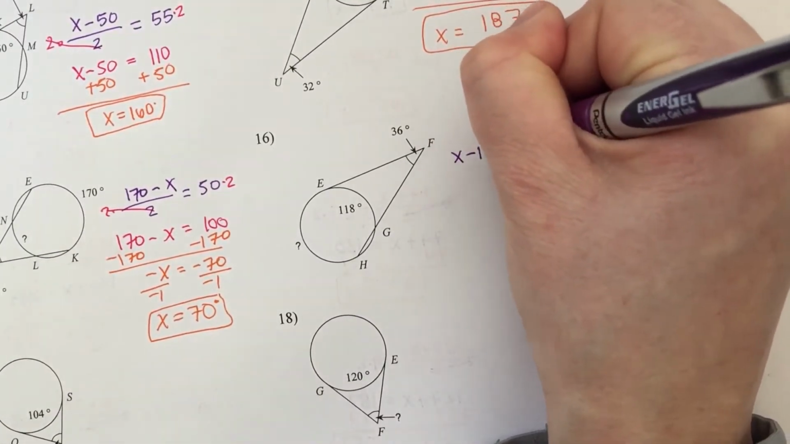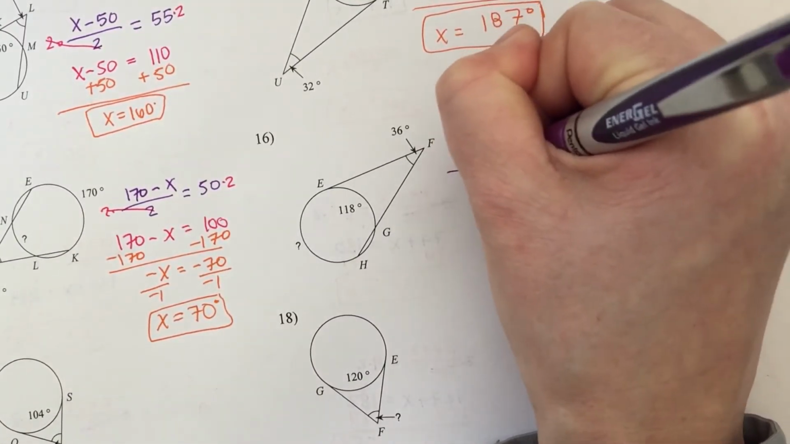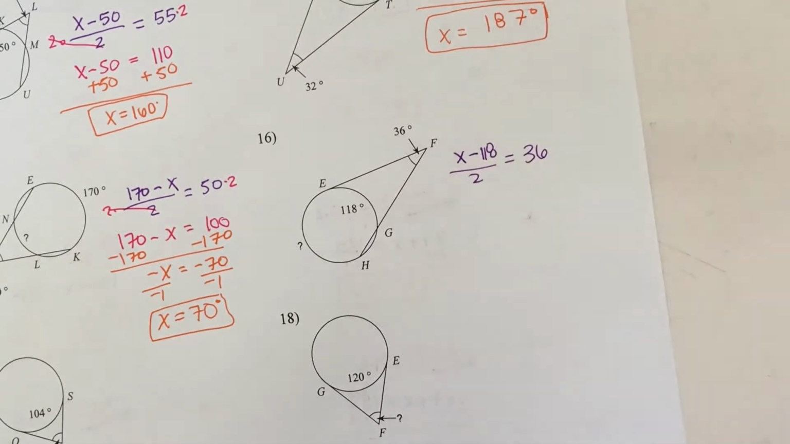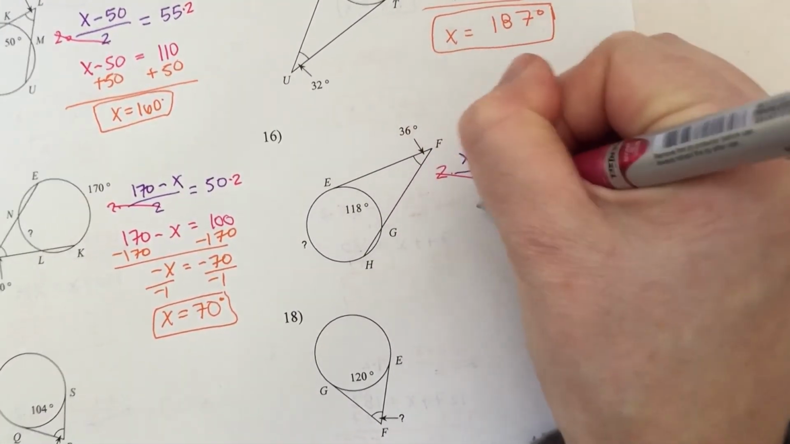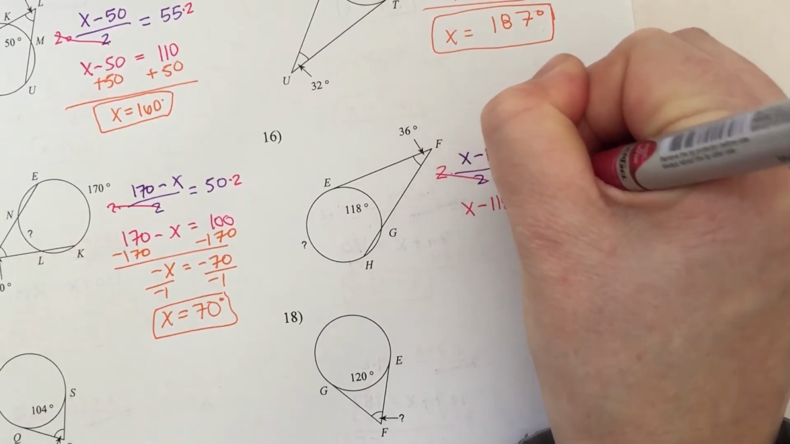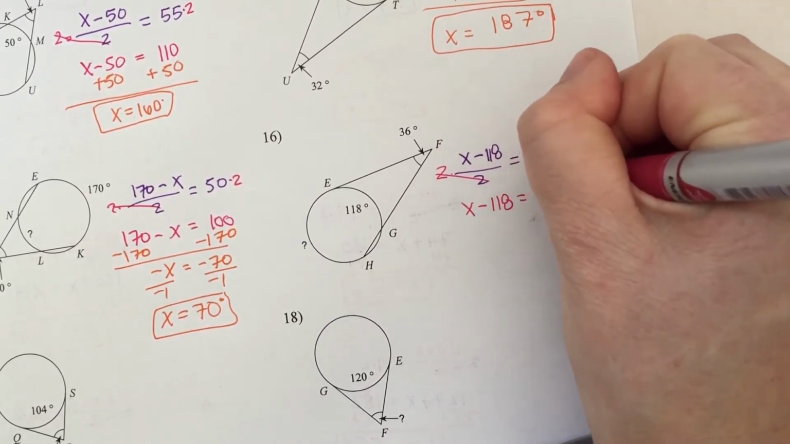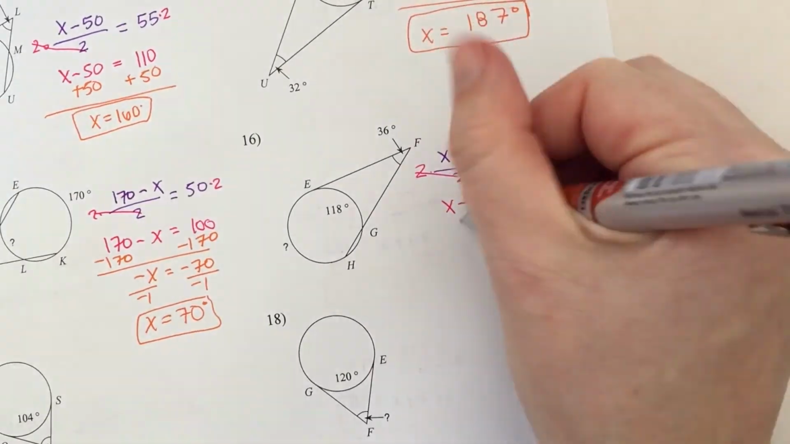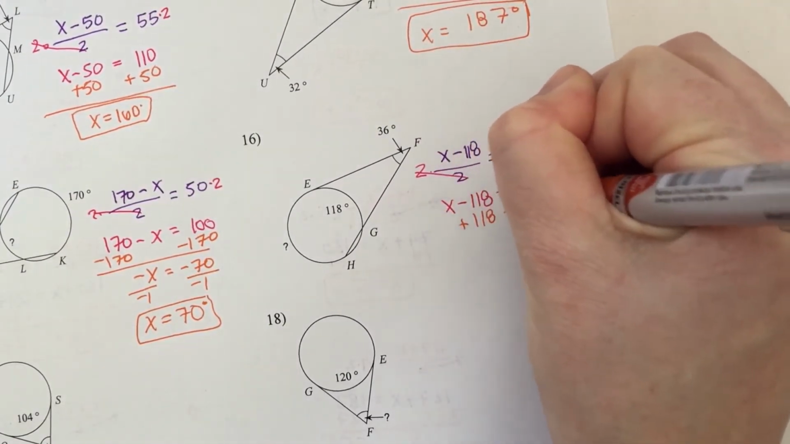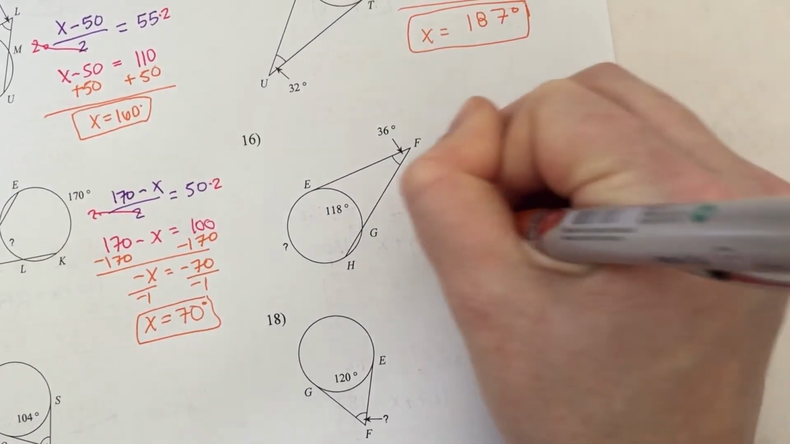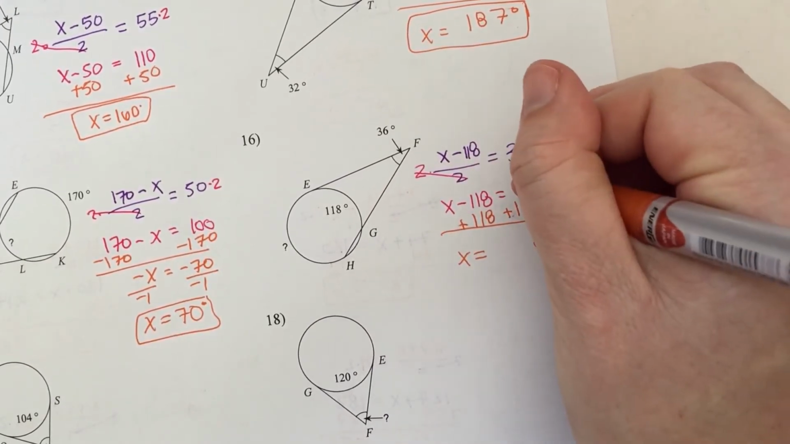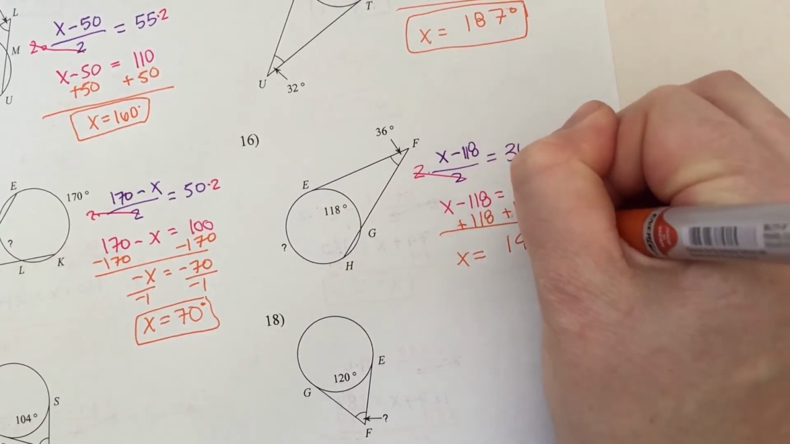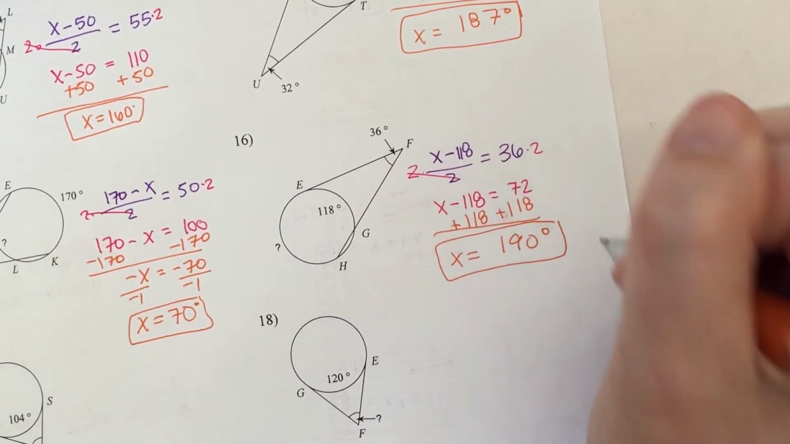Big arc minus the small arc divide by 2 equals the angle 36. Times by 2. Add the 118. X is equal to 190 degrees.